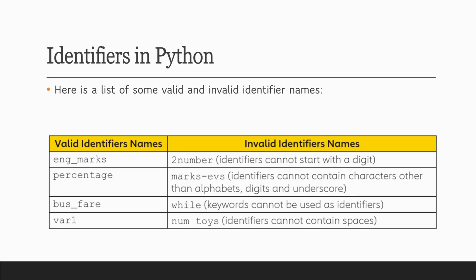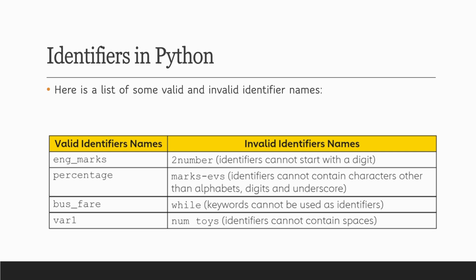Let's look at some examples of valid and invalid identifiers in Python. This will help us clearly understand the rules we just learned. Valid identifiers include name, student1, total_marks, _value, age, English_marks, percentage, bus_fare, where1, etc. All of these follow the rules. They don't start with a digit, don't use special symbols, and are not keywords.